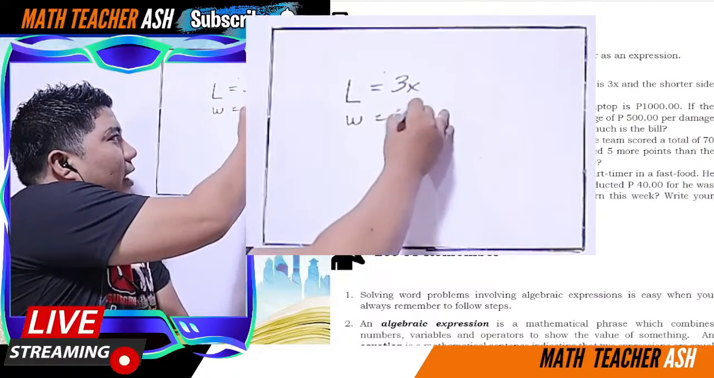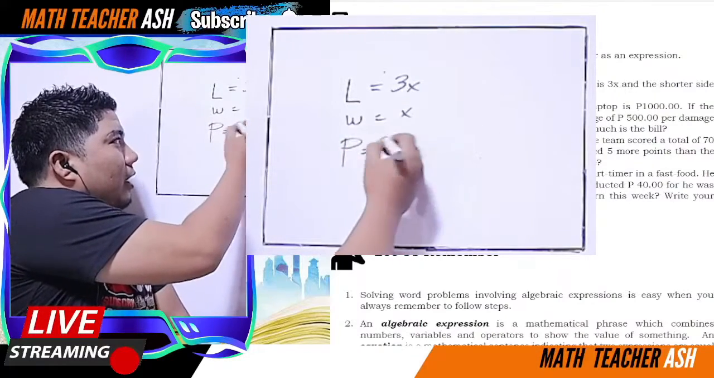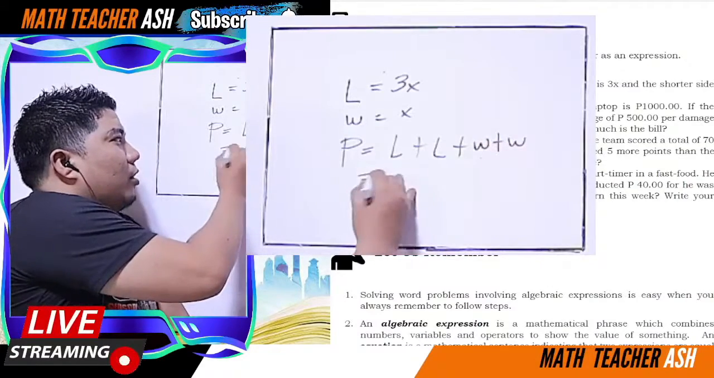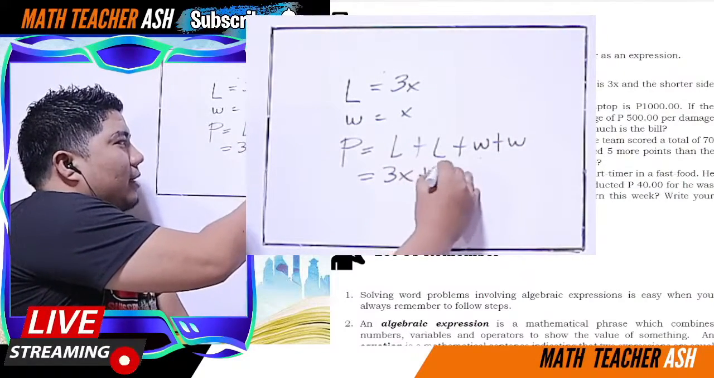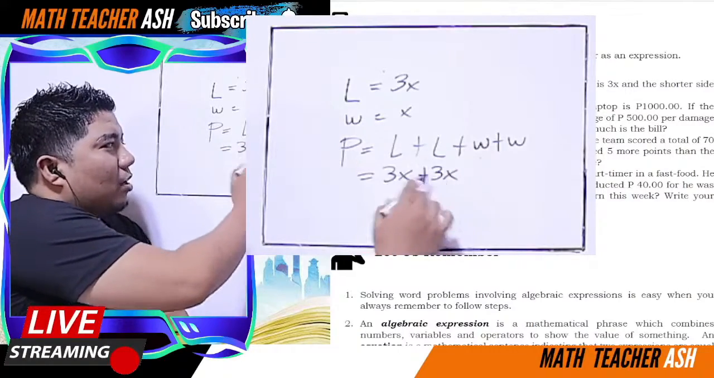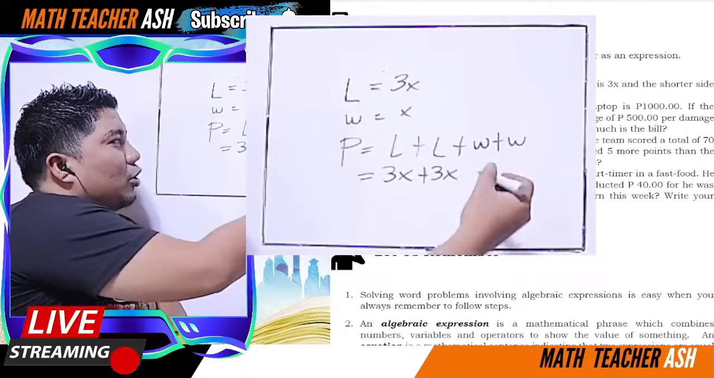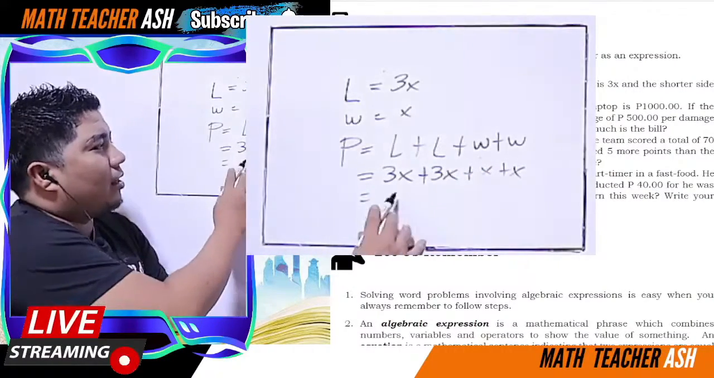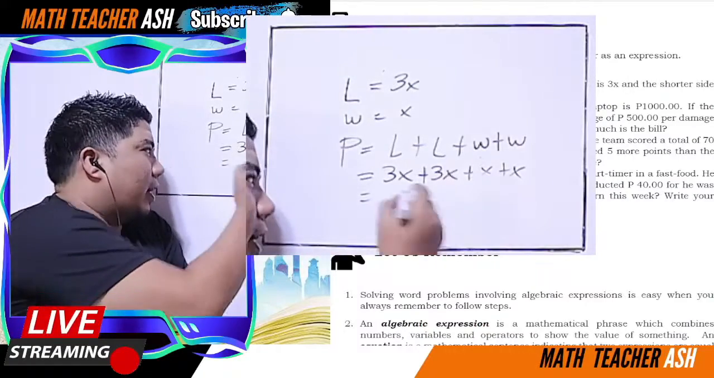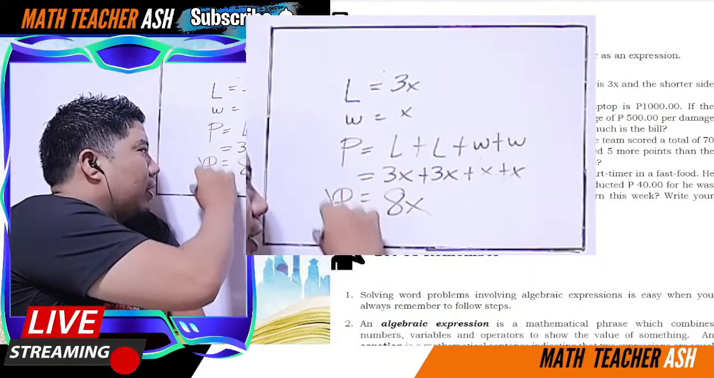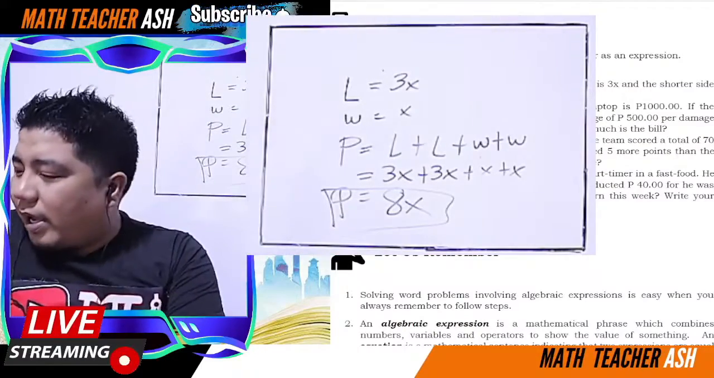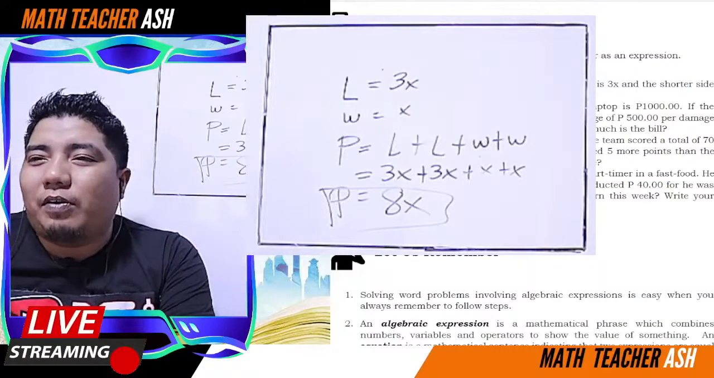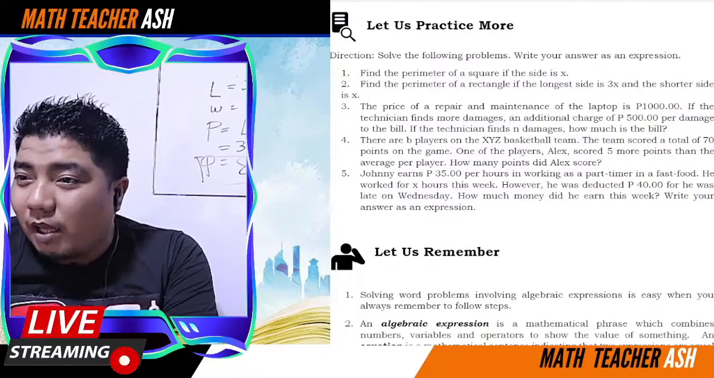The width is x. The perimeter is, of course, length plus length plus width plus width. So, our length is 3x plus 3x. Nag-substitute lang ako based sa ating representation. Then, our width is x plus x. If we add this, 3 plus 3 is 6, plus 2x, that is 8x. So, the perimeter is equal to 8x. Napakadali lamang, my dear math learners. Easy, right? Alright, so let us continue.